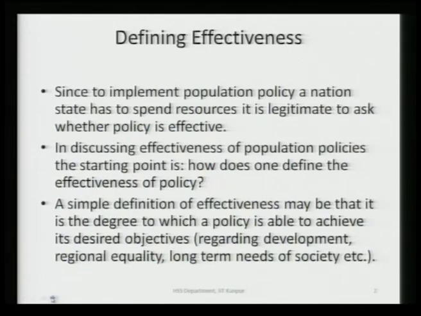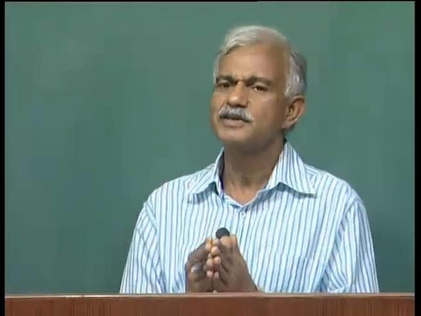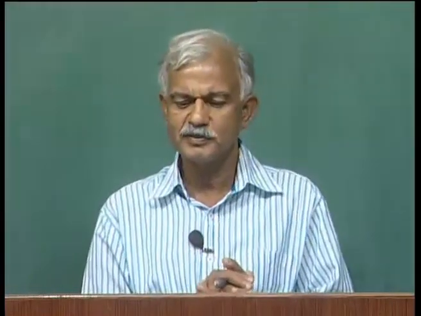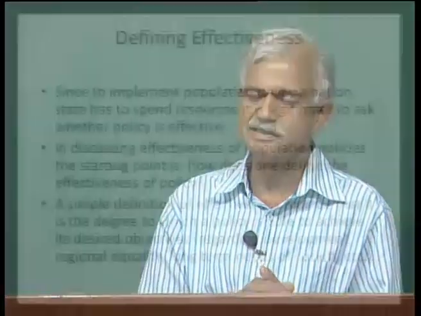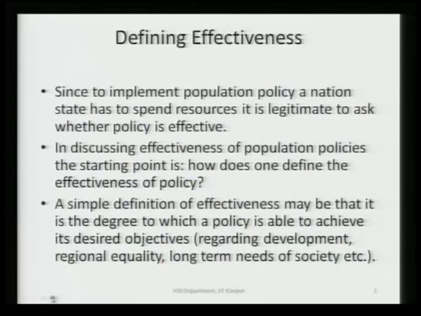Since to implement population policy, a nation state has to spend resources, it is legitimate to ask whether the policy is effective or not. In all 5-year plans, you have a certain amount of money earmarked for implementing the family planning program or population policies. I think in the first 5-year plan, we started the family planning program by putting a target of spending 65 lakh rupees on this, and then in the second plan the money rose significantly, and then in subsequent plans today we are spending crores of rupees in implementing our family planning program. We call it family welfare today.